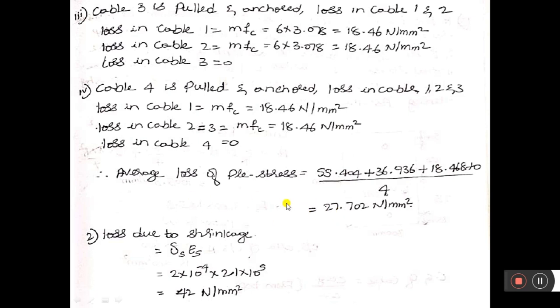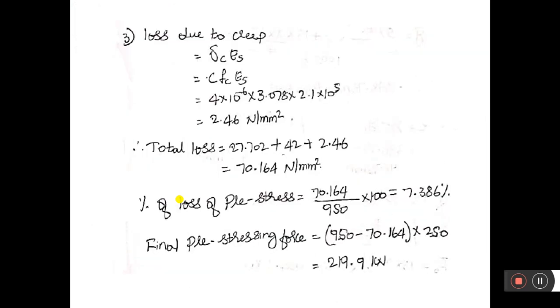Now coming to the second loss, that is loss due to shrinkage. So we know the formula delta S into ES. Delta S is given, shrinkage coefficient 2 into 10 to the power of minus 4. Young's modulus of steel is given 2.1 into 10 to the power of 5. Therefore loss due to shrinkage is 42 Newton per mm square.